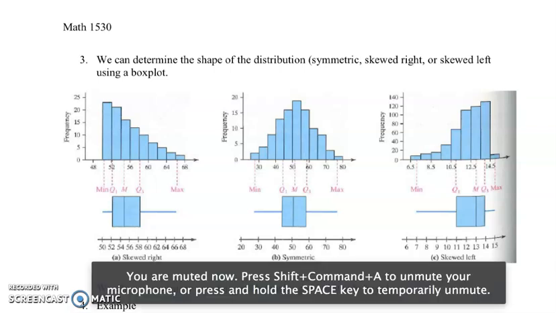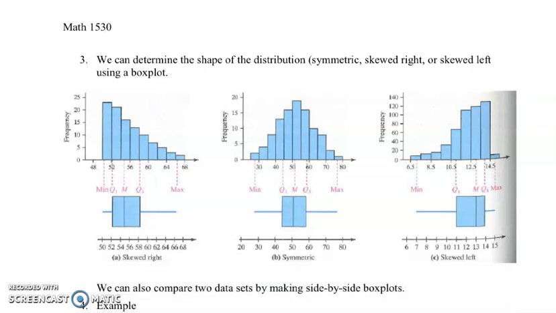So let's talk some more about box plots. We can determine the shape of the distribution, whether it's symmetric, skewed right, or skewed left, just by looking at the box plot. So if it's skewed right, then you can see the whisker on the right is longer, and the distance from the median to Q3 is longer.